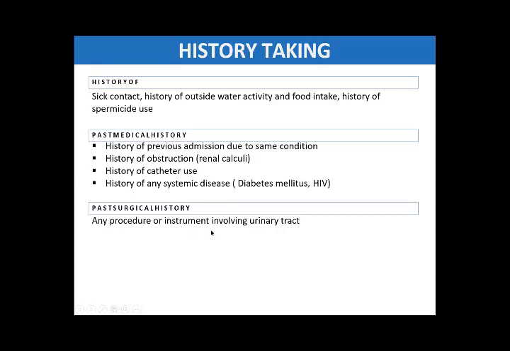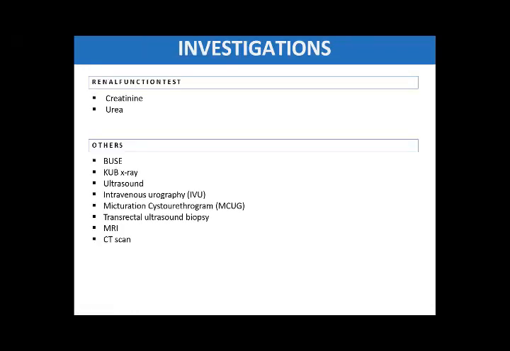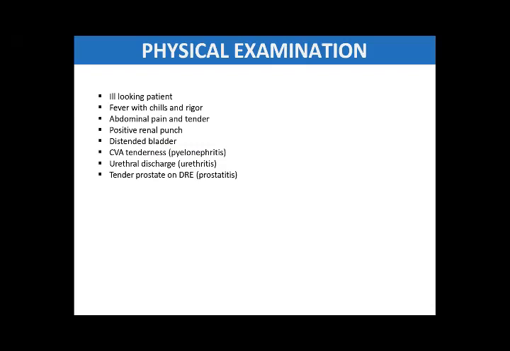Past medical history, any procedure or instrument involving the urinary tract. So symptomatology and history are very important, along with the local examination of the patient. On physical examination, the patient will be ill-looking, with fever, chills, and rigors, and abdominal pain. There may be lower abdominal tenderness, even suprapubic tenderness because of the cystitis, and posterior renal punch tenderness. This is the posterovertebral angle, where you can put a fist and press the area, and you will elicit tenderness. A distended bladder may be there because of stricture or obstruction, and you can have posterovertebral area tenderness in case of pyelonephritis.